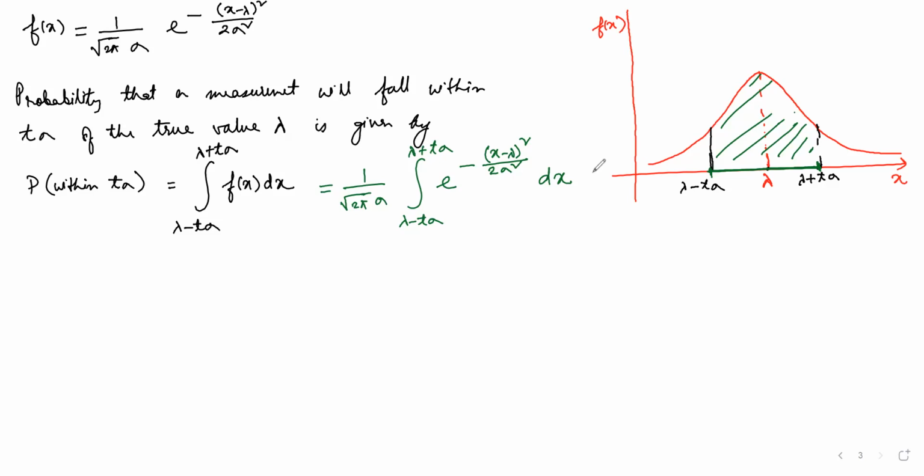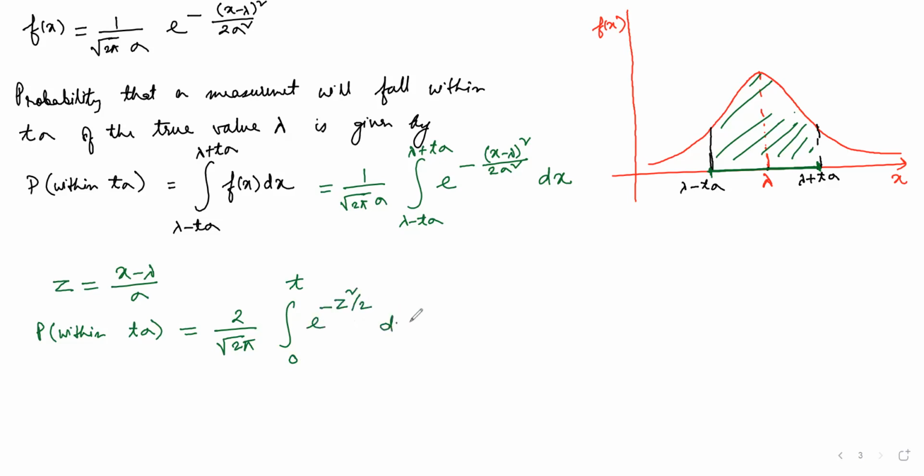We will substitute the variable 2 times. First, we'll use the substitution z equal to x minus lambda by sigma. And then we'll get this expression: P within t sigma is given by 2 by root 2 pi, integration from 0 to t, e to the power minus z square by 2 dz. We'll get this expression.